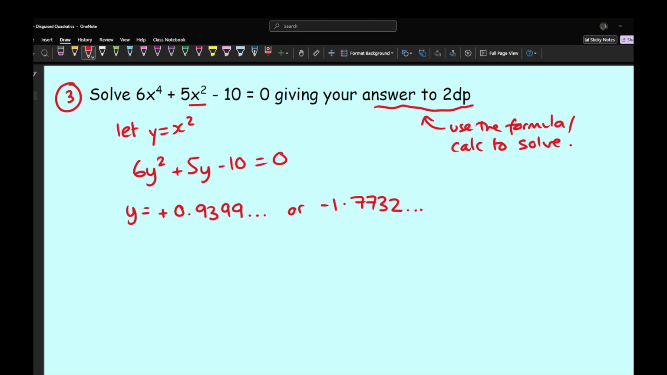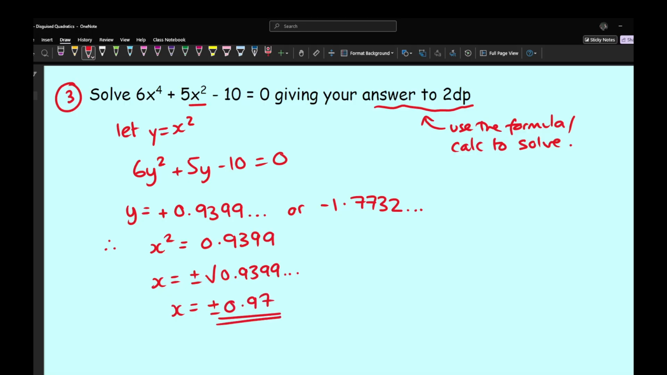Now when it comes to finding our y values, we can then find out what our x squared values are going to be. So x squared is going to equal 0.9399, and then x is going to equal plus or minus root 0.9399. Now if you've still got it on your calculator, you use the exact values, but with this I end up with an answer of plus or minus 0.97. So that's one of the solutions.